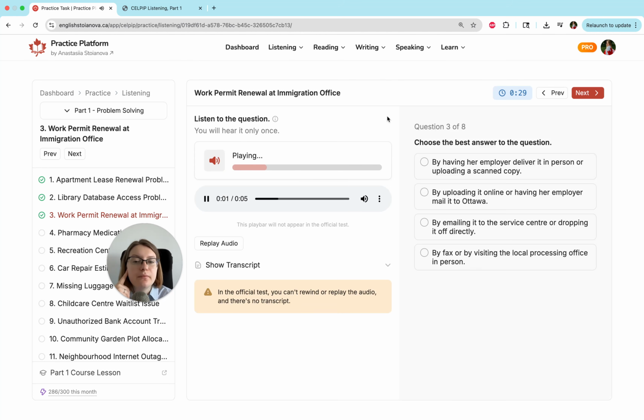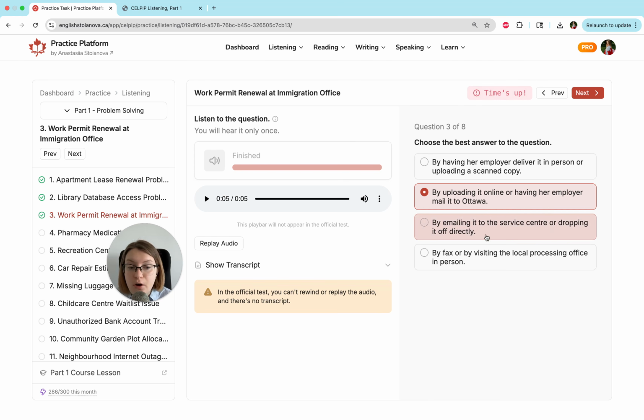Question 3. What are the 2 ways Aisha can submit the missing document? Okay, 2 ways. And remember what they said. We have 4 options, so they are just testing specific detail here. By having her employer deliver it in person or uploading a scanned copy. I don't remember anything about in person. Do you? Did you take any notes? Uploading it online or having her employer mail it. Sounds about right. Let's check the rest. By mailing to the service center, dropping it off directly. No. Fax. No fax. Yeah?